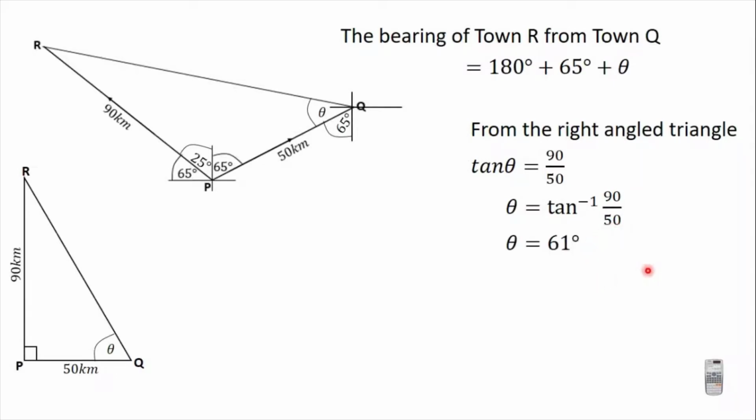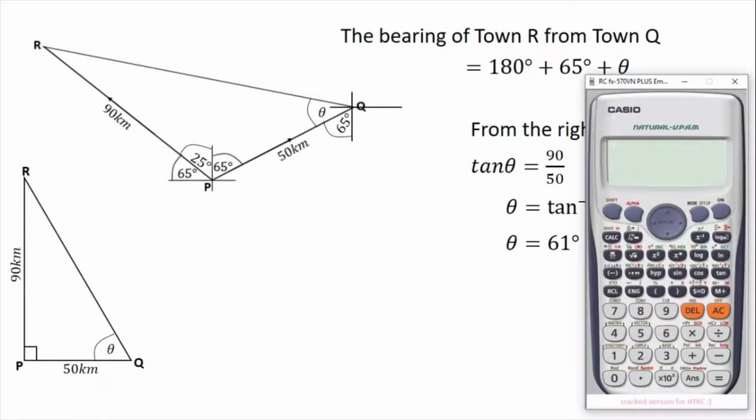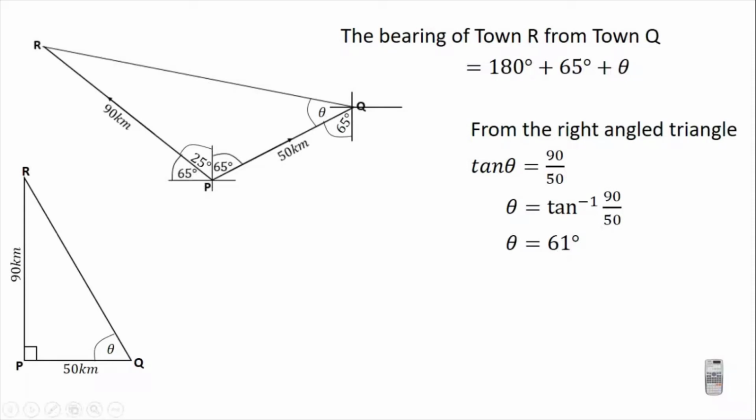Tan inverse of 90 divided by 50 on your calculator will give us 61. If you pick your calculator, all you need to do is press shift tan, then you press the fraction button, 90 divided by 50. Then you close the brackets and you are getting 60.945. But the question told us to give our answer to the nearest whole number. So to the nearest whole number, theta is equal to 61 degrees.